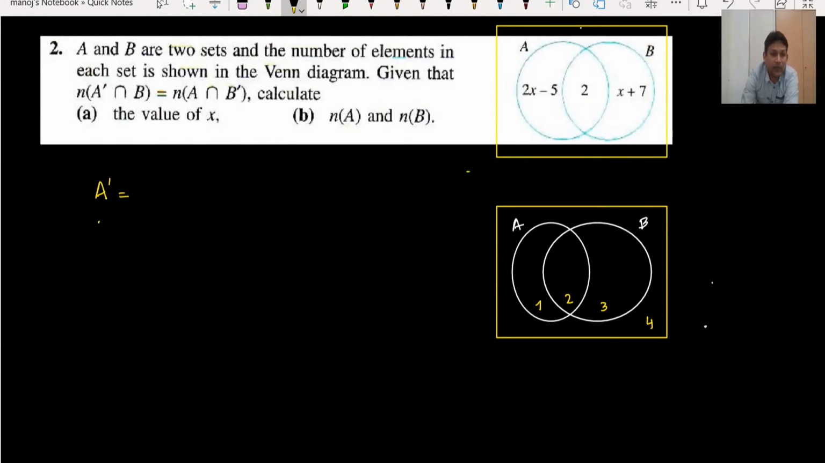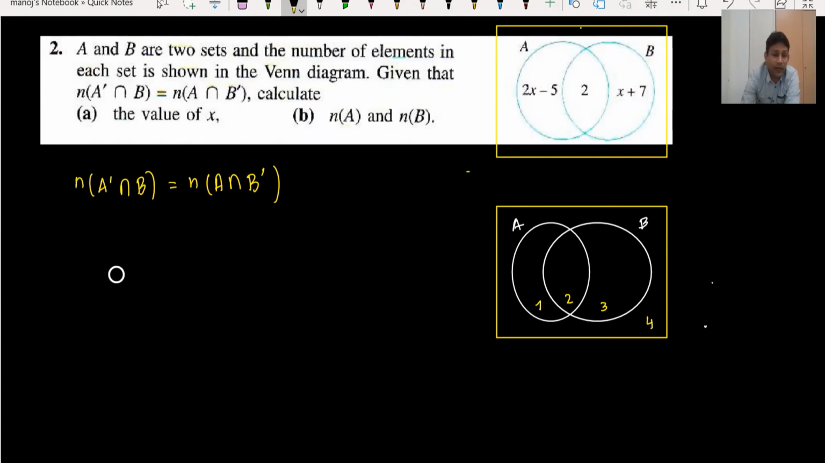Which area is for B? The complete B is 2 and 3. So let's see what is going on now. The number of elements in A complement intersection B complement is equal to A intersection B complement. Calculate the value of x.